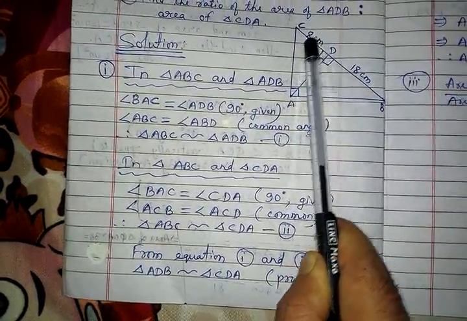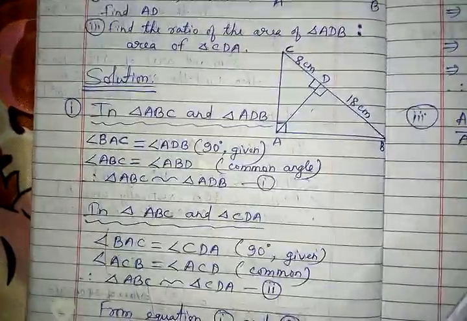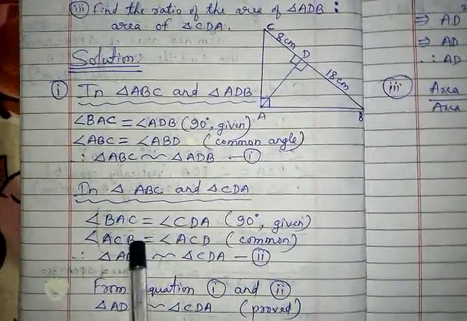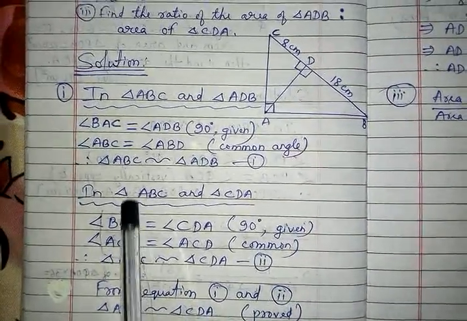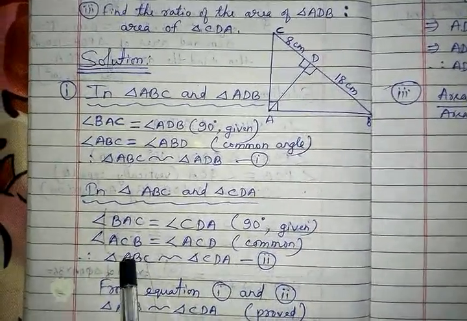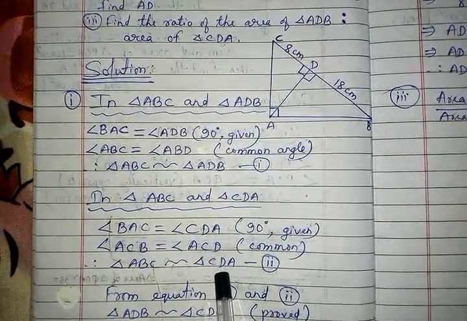That means in both the triangles C is common. So that's why now we can say one is 90 degrees, one is a common angle. When two pairs of angles are equal, then the two triangles are similar. Triangle ABC is similar to triangle CDA.